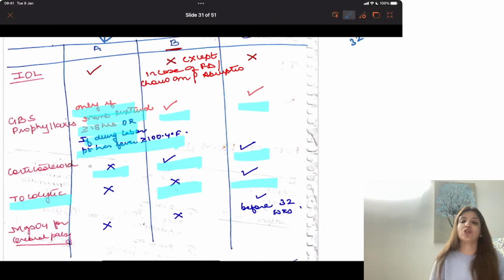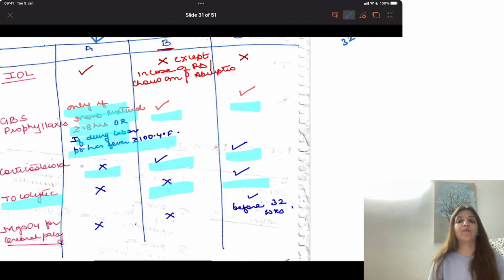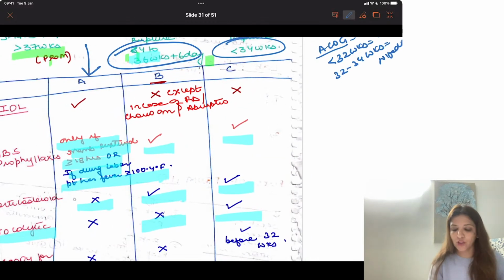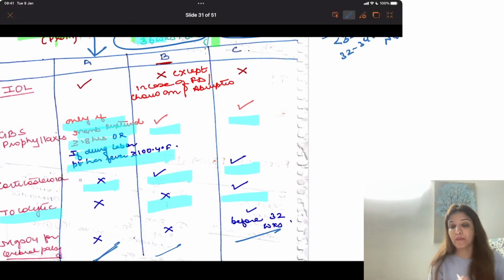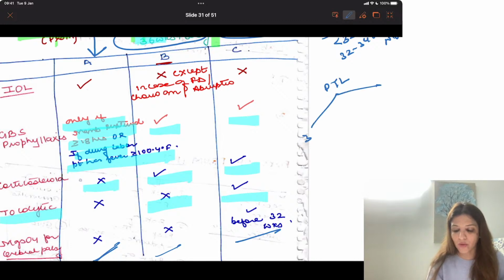Right? Then comes magnesium sulfate for cerebral palsy. Magnesium sulfate for preventing cerebral palsy, for neuroprotection, is given only if labor is happening at less than 32 weeks. So you are never going to give it in a case of PROM. You are never going to give it in a case of late PPROM. You are going to give it only in case of early PPROM if it is happening before 32 weeks. So if PPROM is happening before 32 weeks, you have to give magnesium sulfate. Same is the case in preterm labor. In preterm labor, the only difference is that you divide the patients into two categories: between 34 to 36 weeks and less than 34 weeks.